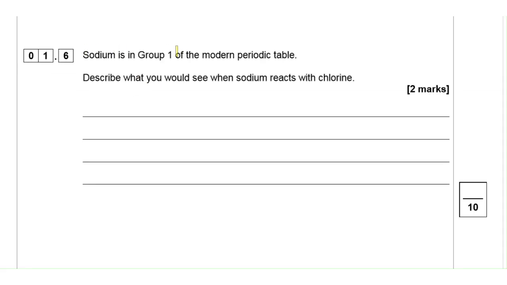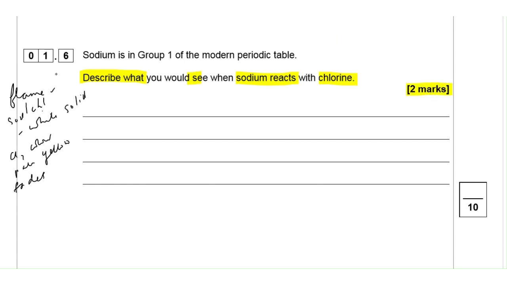1.6. Sodium is in group 1 of the modern periodic table. Describe what you would see when sodium reacts with chlorine for 2 marks. And the key word is, what would you see? So you're going to see a flame, a bright white flame.